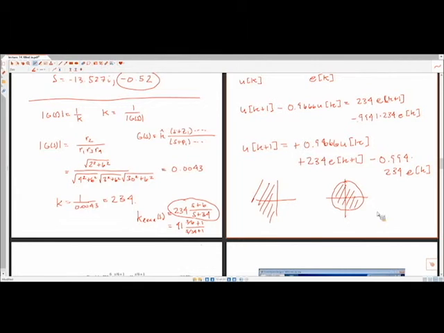So that way everything's under one. Yeah.